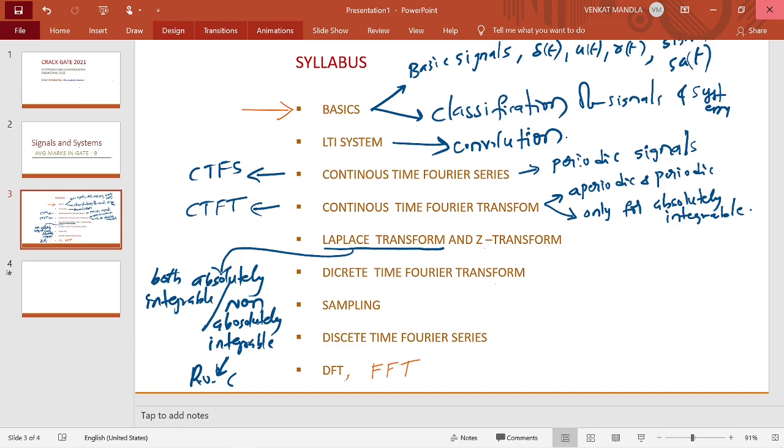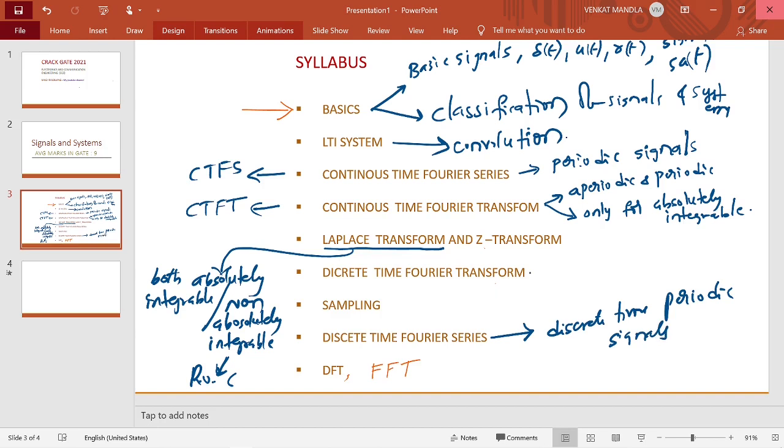So next, discrete time Fourier series. Same as the continuous time Fourier series, which is for continuous time signals, that too for periodic continuous time signals, the discrete time Fourier series is for discrete time periodic signals. For non-periodic signals, it is not applicable.